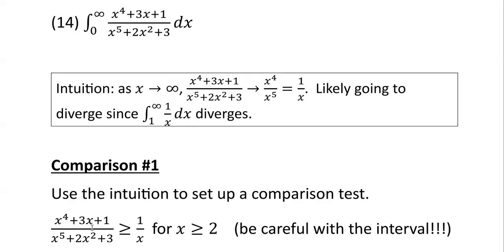And it is true that our function is greater than or equal to 1 over x, but you have to be careful with the interval that this inequality is true. It's true for x greater than or equal to 2. Most people would probably just say, oh, this is true for x greater than or equal to 0. But that's not true, actually. If your grader or your instructor is picky, then they will maybe take off points, okay?